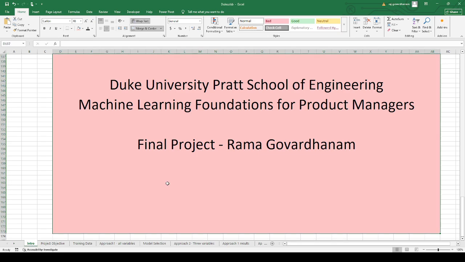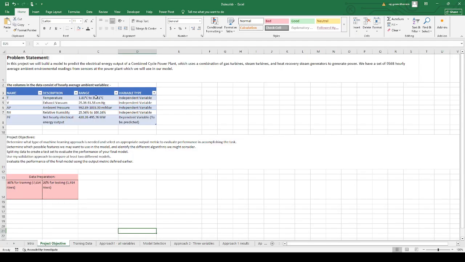Today I'm presenting my peer graded assignment for the course Machine Learning Foundations for Product Managers offered by Duke University's Pratt School of Engineering. In this project, we will build a model to predict electrical energy output of a combined cycle power plant. We have a set of 9,568 hourly average ambient environmental readings from sensors at the power plant, which we will use in our model.